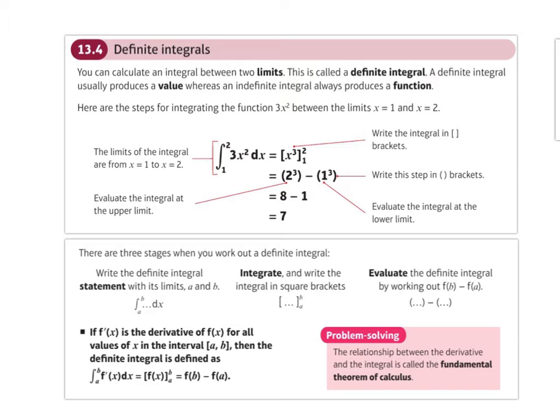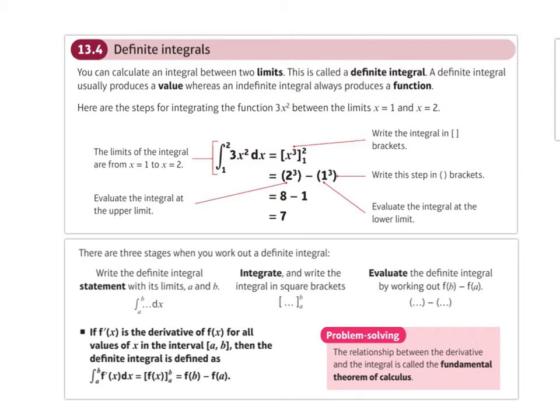So, looking at this example, we want to integrate between 2 and 1 the function 3x squared with respect to x. So adding 1 to the index makes x cubed, and 3 divided by the new index, so 3 over 3 is 1, so we're left with x cubed, and the limits are 2 and 1. And then we take the 2 and sub it into the x, and then we take the 1 and sub it into the x, subtracting the second from the first. So 8 take away 1 leaves 7.